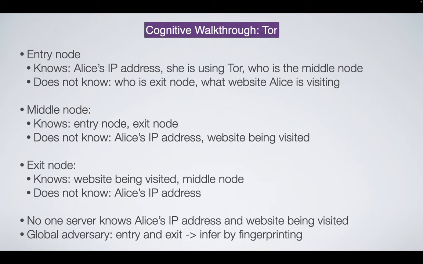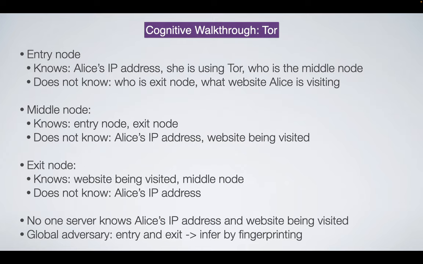It doesn't know Alice's IP address, and it doesn't know the website that's being visited. And then the exit node knows the website. It knows the middle node that it got it from, but it doesn't know the first node. I didn't include that. So it doesn't know Alice or the entry node itself. Okay? So no one knows both Alice's IP address and that she's accessing this web service, except for all three. So you need all three of them to come together and collude in order to learn that information.